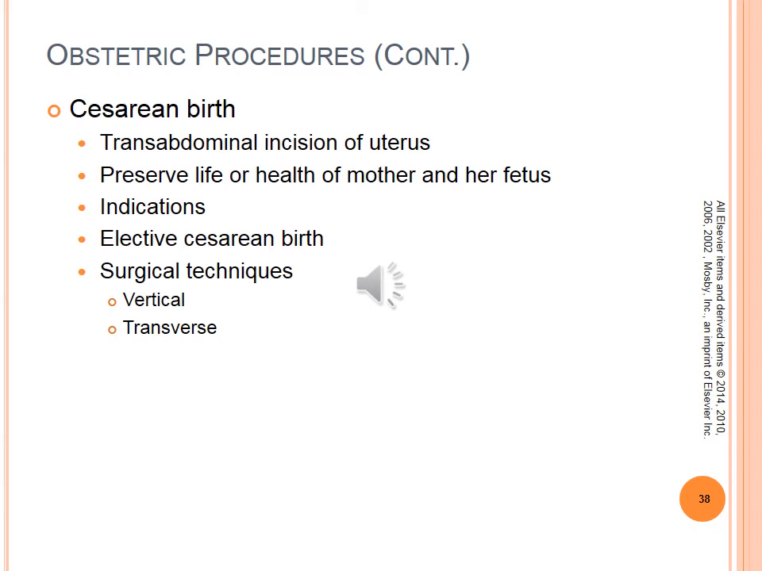There are a few absolute indications for cesarean birth. Most are performed for conditions that may pose a threat to mother or baby. Elective is a cesarean birth performed without a medical reason. Reasons are fear of the pain of childbirth and fear of sexual dysfunction. See this in your book, page 469.